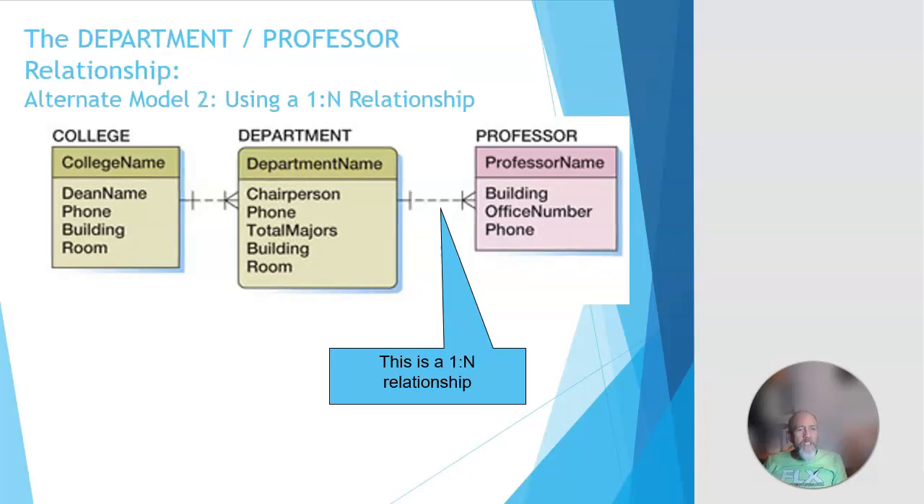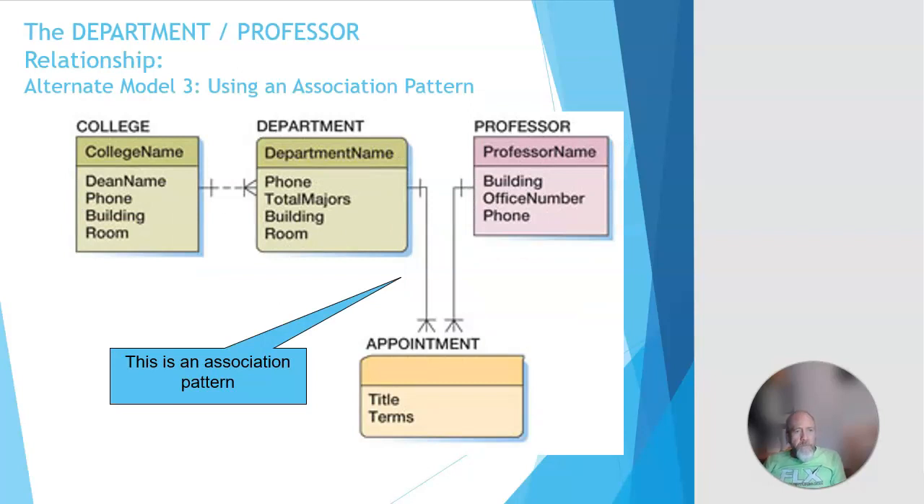And there are other ways to do it. So there's that 1 to N relationship. So what can we do there? Well, we could go ahead and make another entity called an appointment that describes the relationship between the professor and the department, and make a 1-to-many between the department and the appointment and a 1-to-many between the professor and the appointment. And now you've got an association pattern.